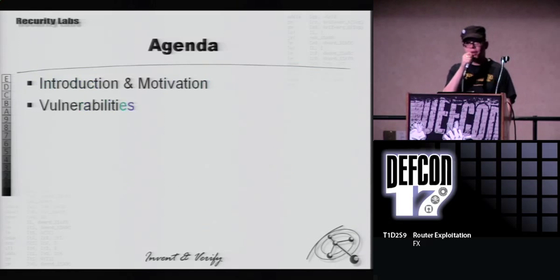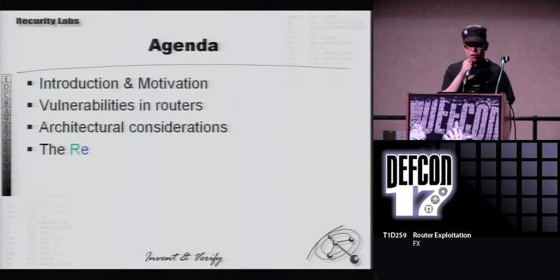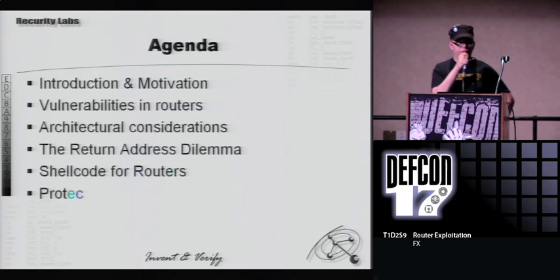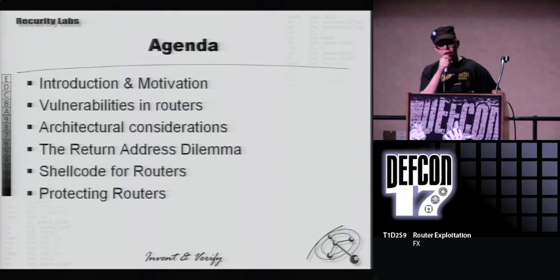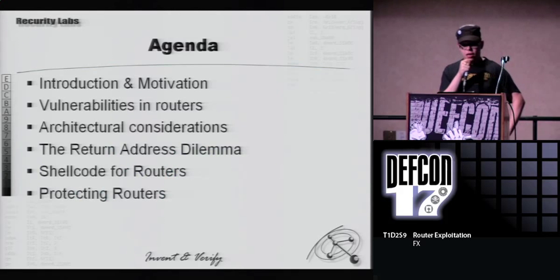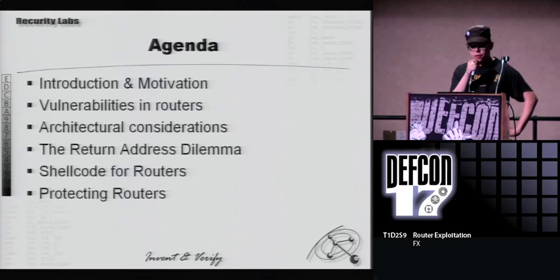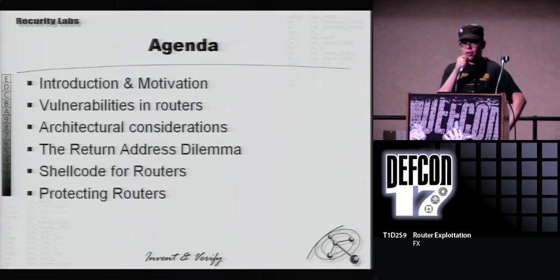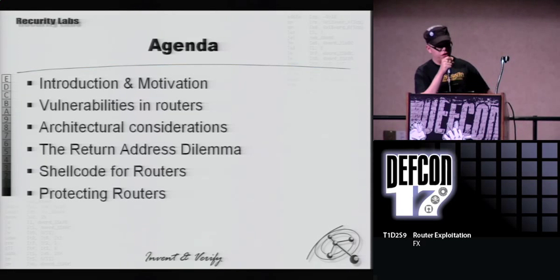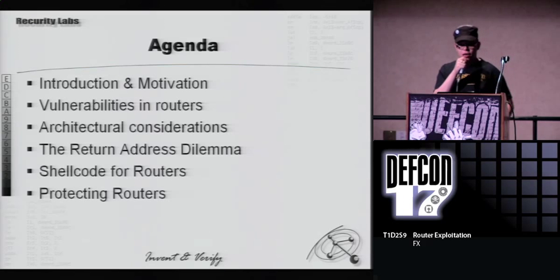So I will give a short introduction to that topic, talking about what vulnerabilities we actually have in routers, what architectures, what is different, what makes it harder. Then I'm talking like half of the talk about return addresses. So this is going to be really interesting, and then a little bit of shellcode, and if any one of you here actually has Cisco routers, I got you covered too.